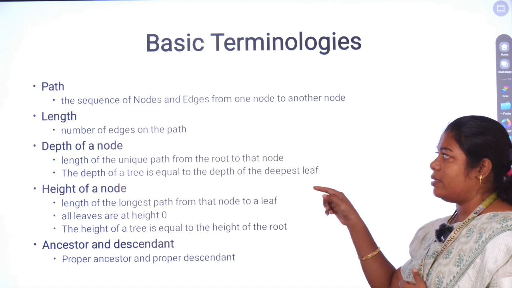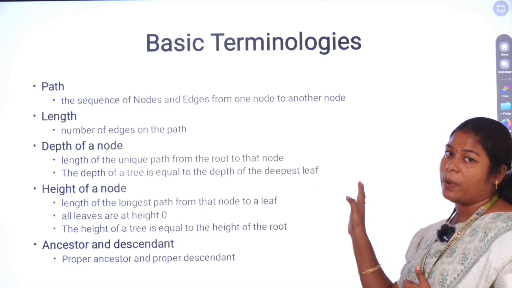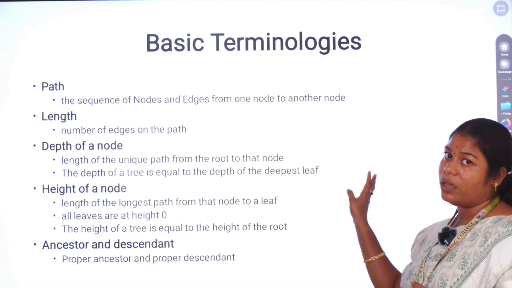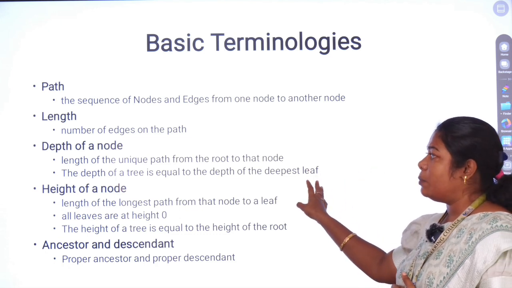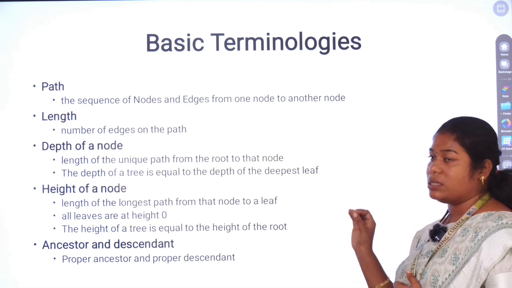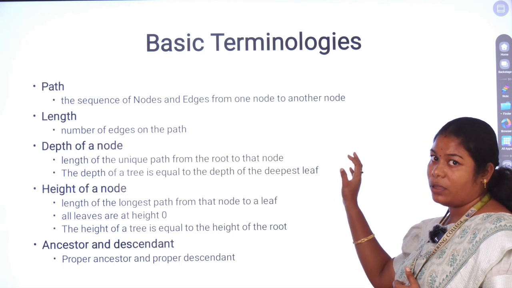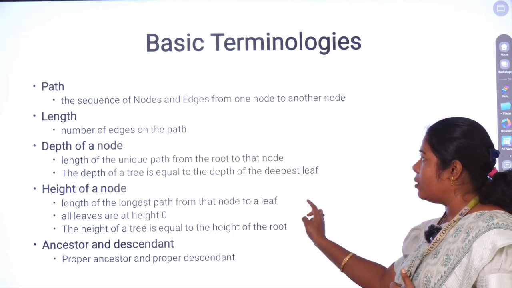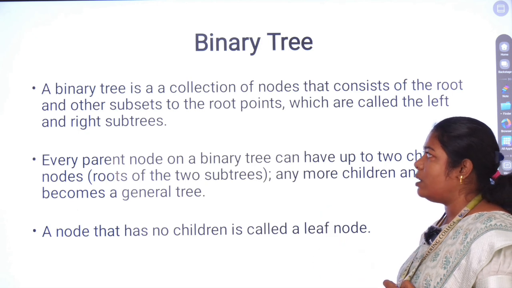Next one is the length. The number of edges on the path is said to be the length. Next one is the depth. It shows how far the tree is hierarchical. That is known as the depth of the node or depth of the tree. Next, what is a binary tree?